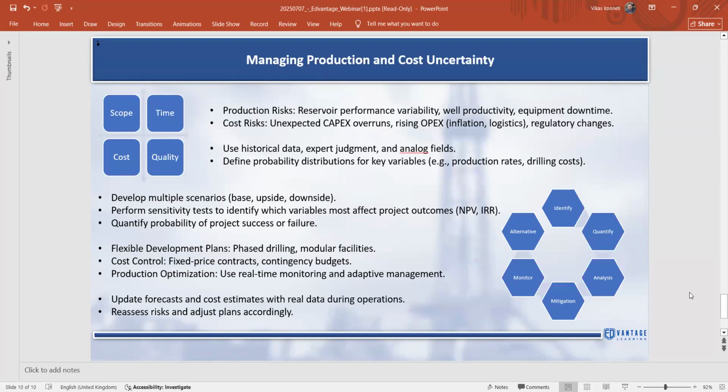So, last but not least, managing production and cost uncertainty. What is the main purpose? As said before, cost, time, scope, and quality. That's the end goal. So, everything should be under the scope.